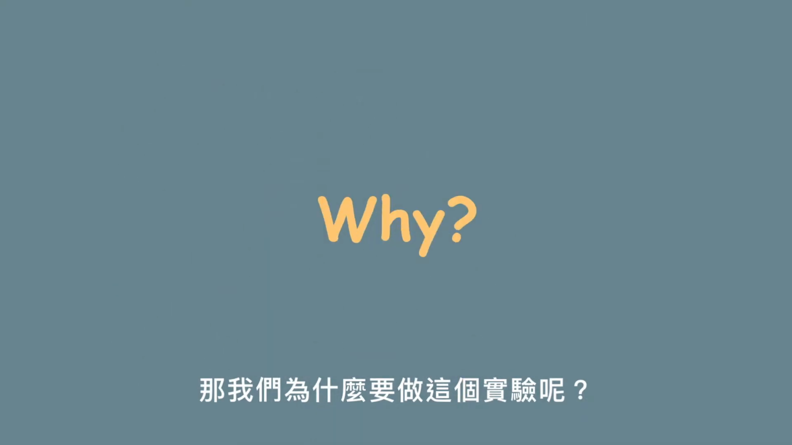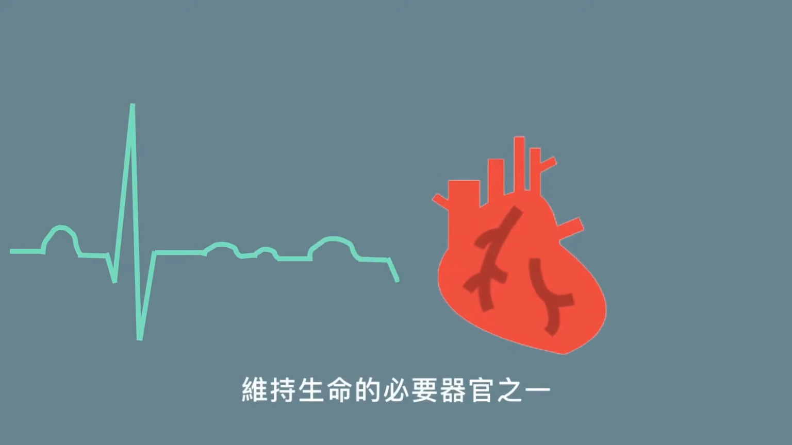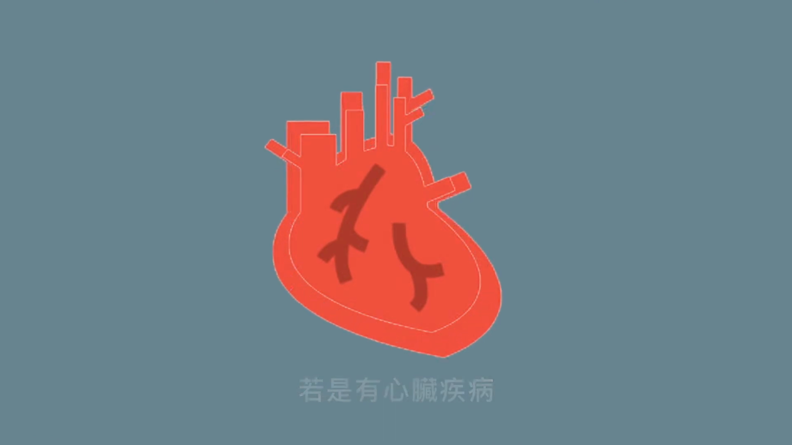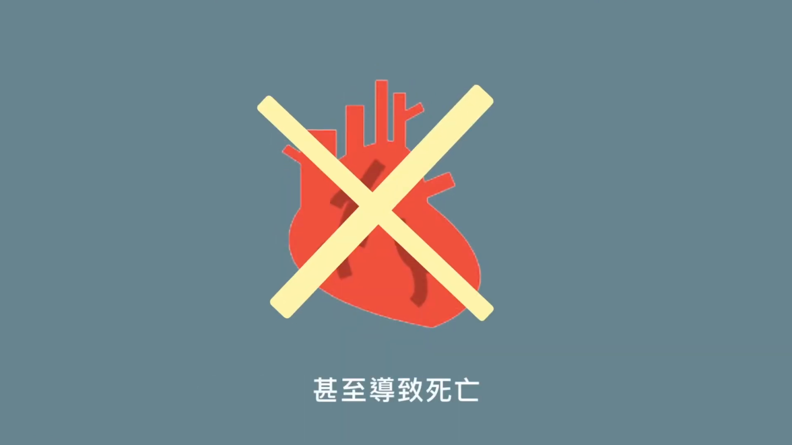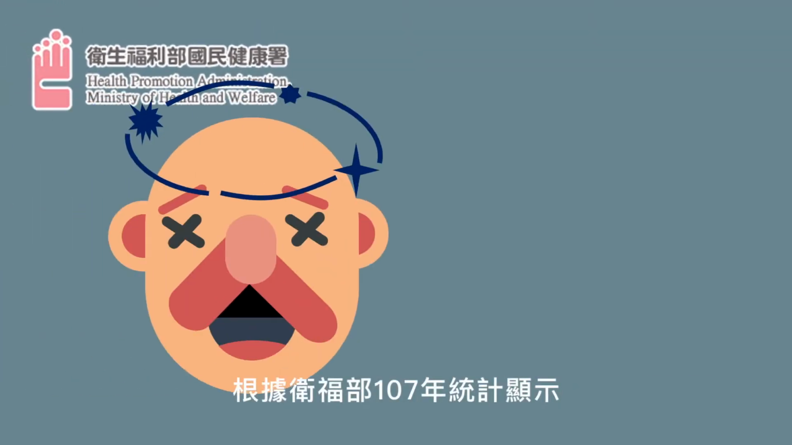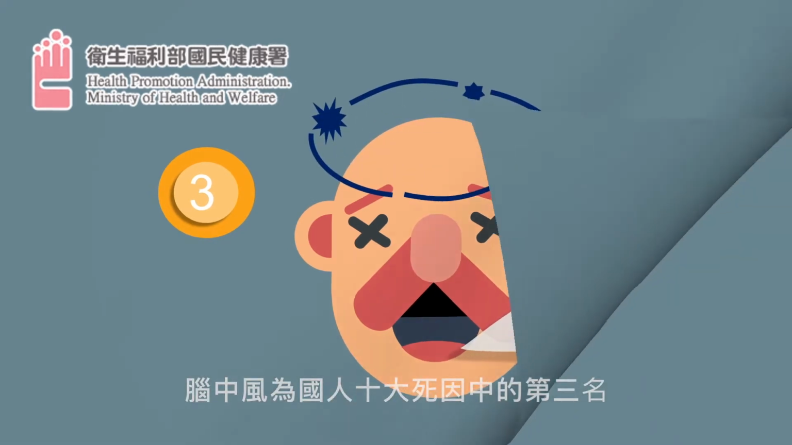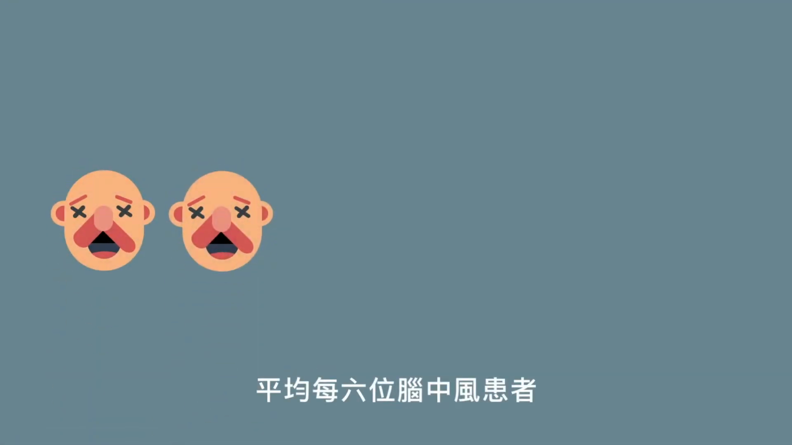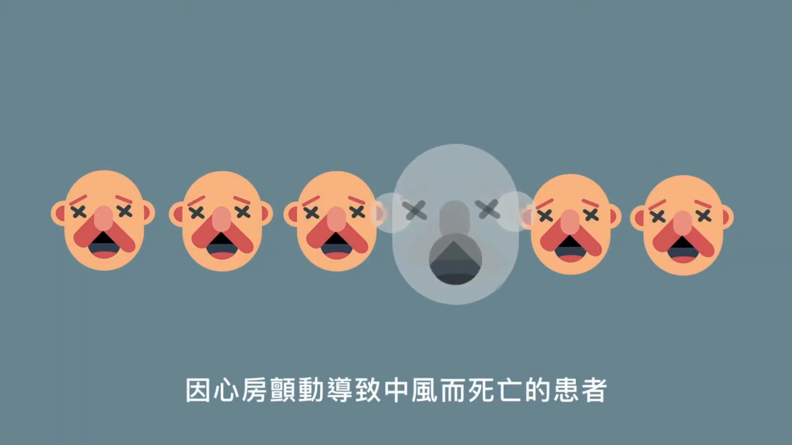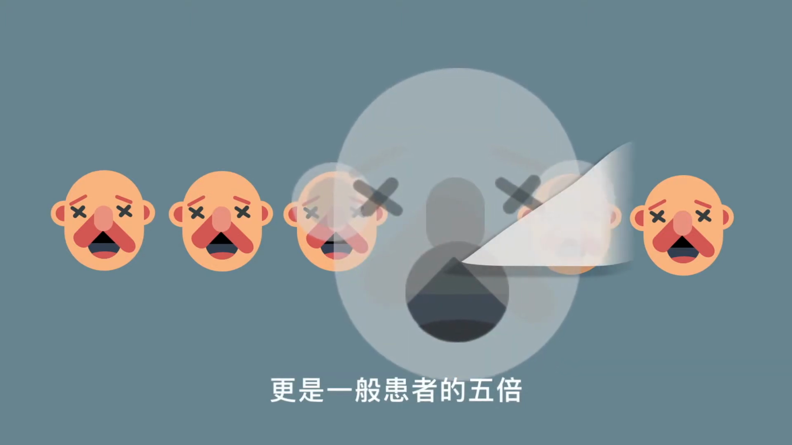But why are we doing this project? The heart plays an important role in human beings. It is one of the life-sustaining organs. Therefore, if there is a problem with your heart, it can lead to complications or even death. According to the statistics from the Ministry of Health and Welfare in 2018, stroke is the third of 10 causes of death in Taiwan. There is 1 in 6 people suffering from stroke caused by atrial fibrillation, and the stroke caused by atrial fibrillation is 5 times as many as stroke caused by comet.